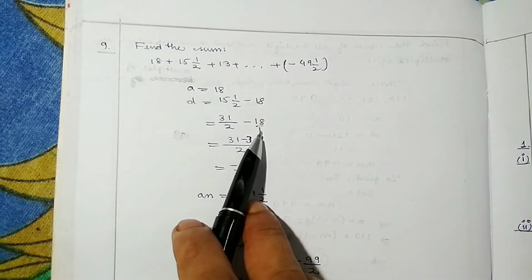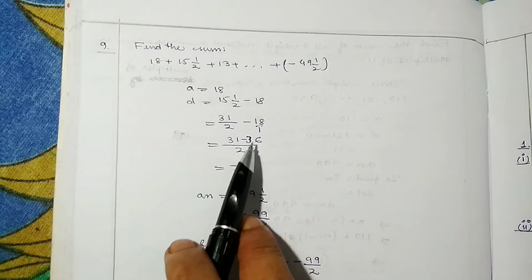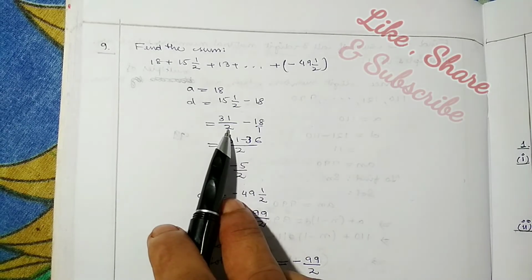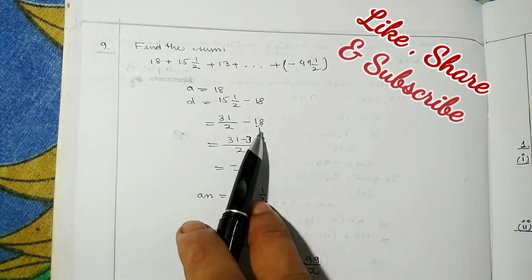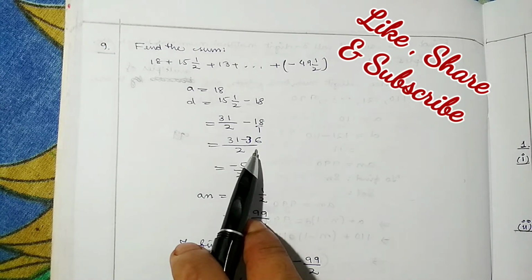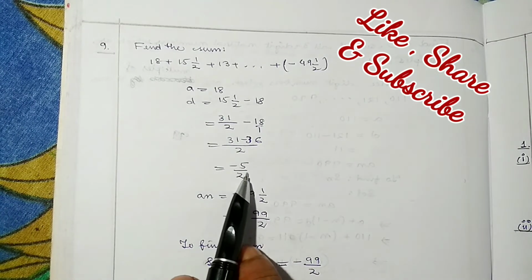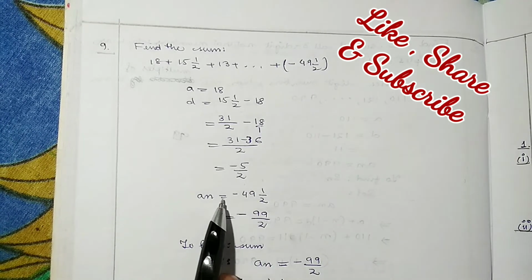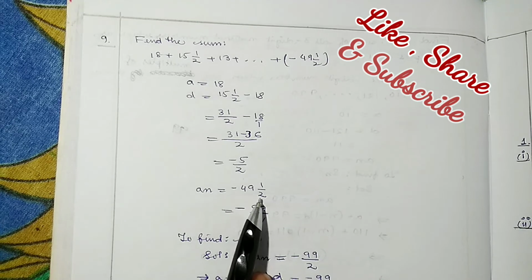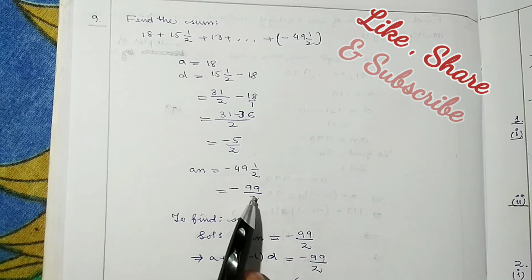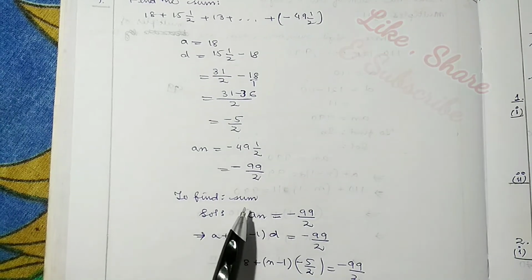We can write 18 by 1. LCM of 2 and 1 is 2. 2 divided by 2, 1. 1 into 31, 31. Minus 2 divided by 1, 2. 18 to the 36. If I subtract, I am going to get minus 5 by 2. Here last term is minus 49 and a half, which can be written as 49 to the 98 plus 1 minus 99 by 2. And we have to find sum.